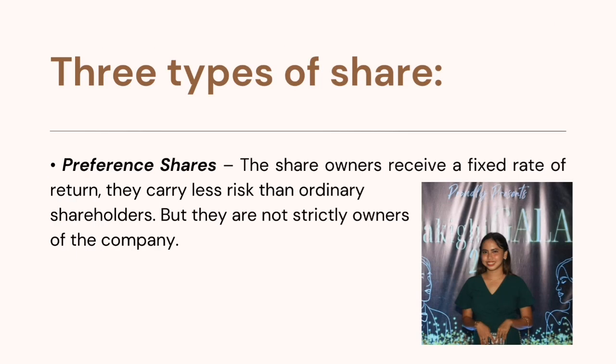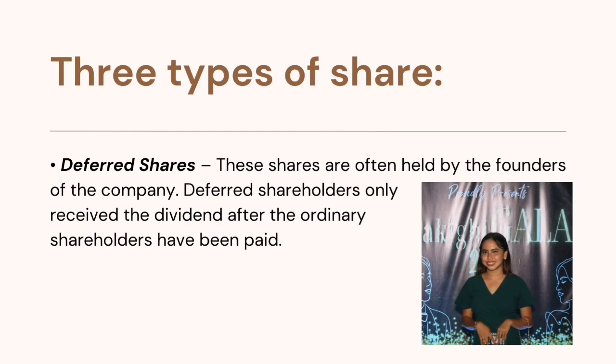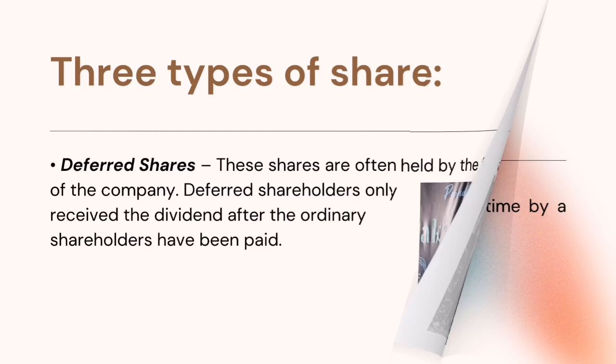Preference shares. The share owners receive a fixed rate of return. They carry less risk than ordinary shareholders, but they are not strictly owners of the company. Deferred shares. These shares are often held by the founders of the company. Deferred shareholders only receive the dividend after the ordinary shareholders have been paid.